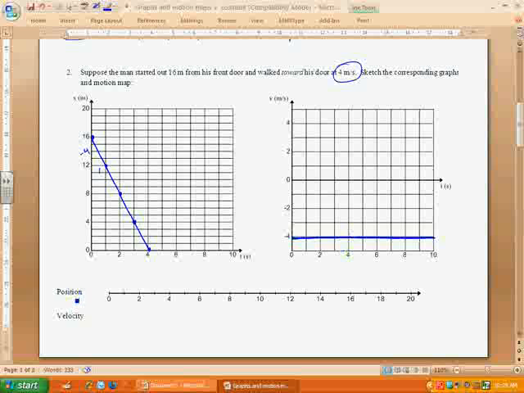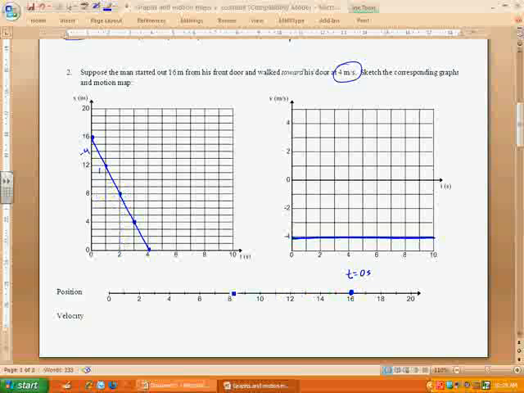Now, let's look at our motion map here. Let's start with time 0, when he was at 16 meters. Time equals 0 seconds. We can do it like the other one before, where we were doing every 2 seconds. You can do every 1 second, it doesn't really matter. Let's go ahead and do 2 seconds just to be consistent with the other graph. So at time 2 seconds, he was at 8.